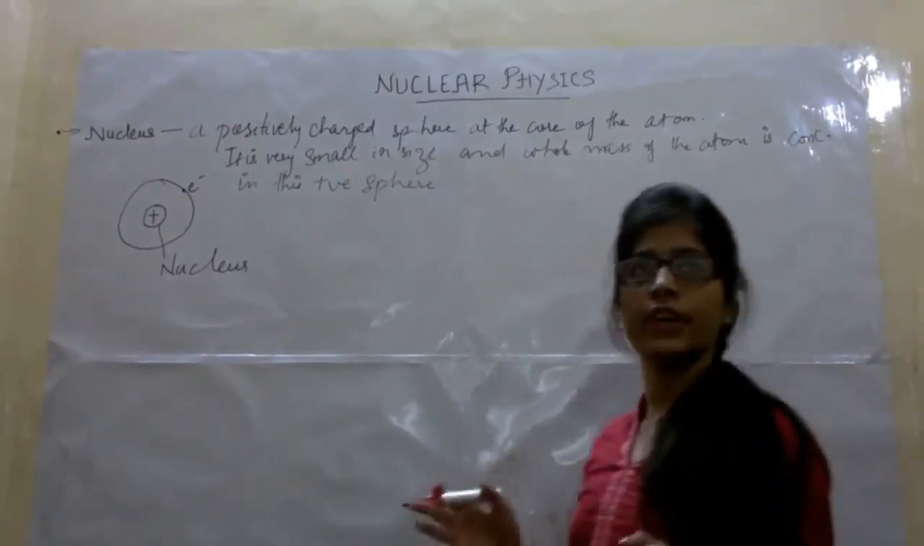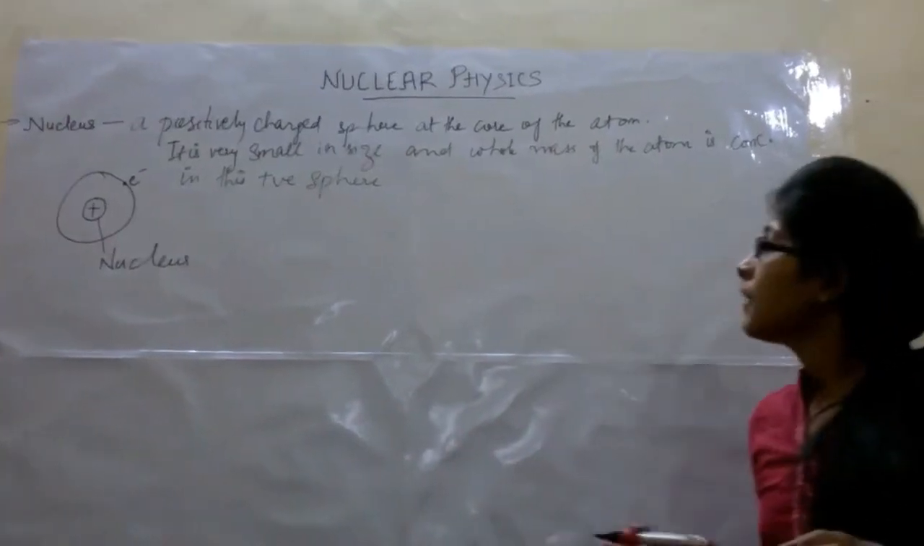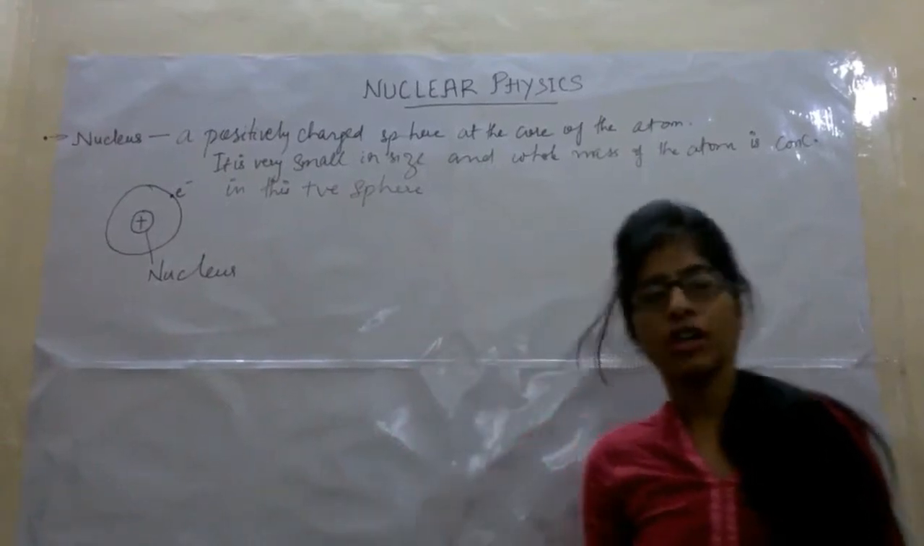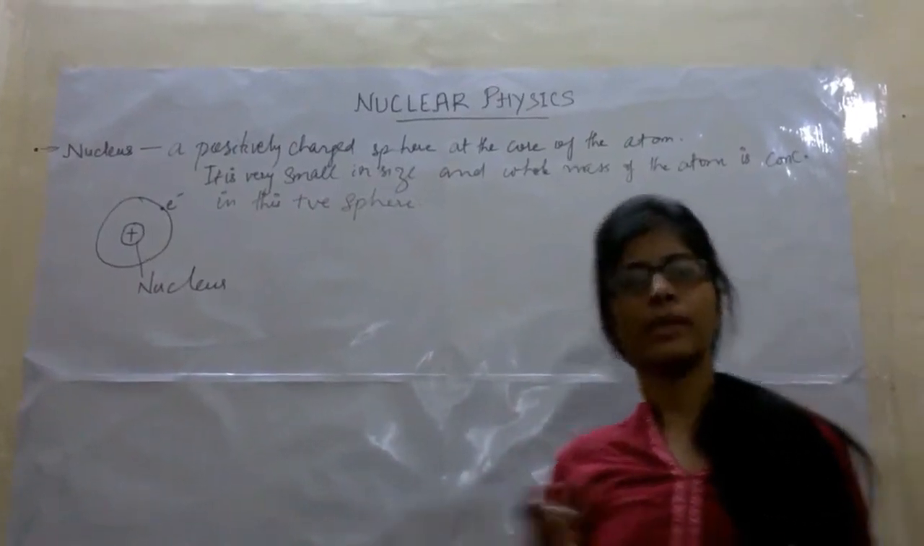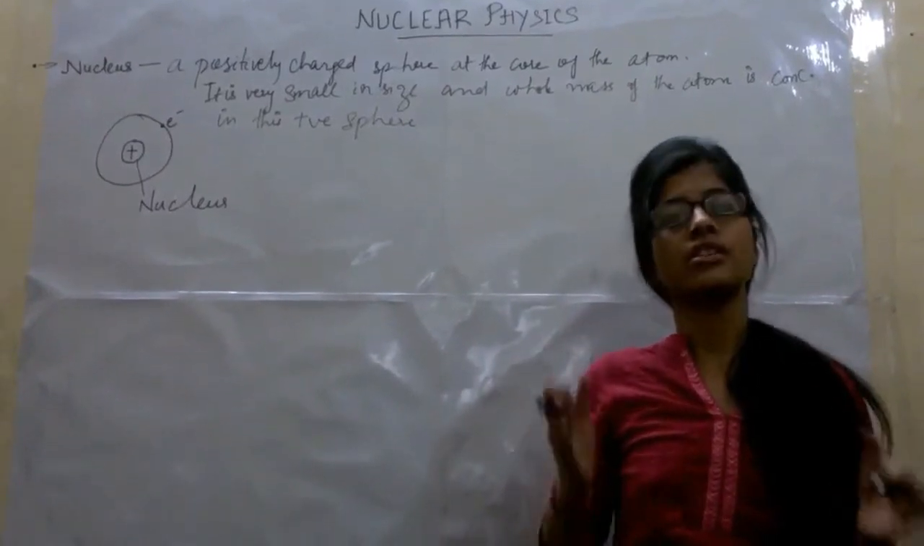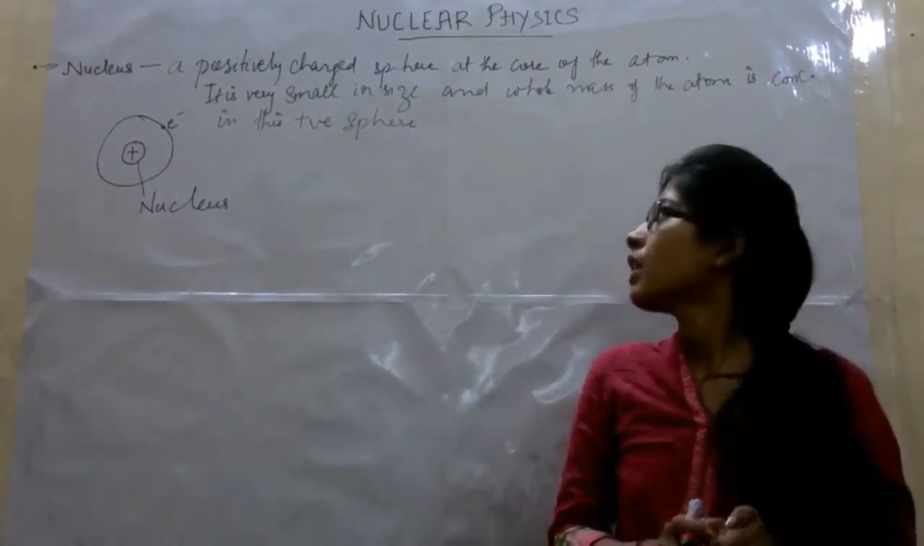So here we define nucleus. Nucleus is a positively charged part which is situated at the core of the atom. It is basically very small in size, say about 10 to the minus 15 meters, but the whole mass of the atom is concentrated in this positively charged part.